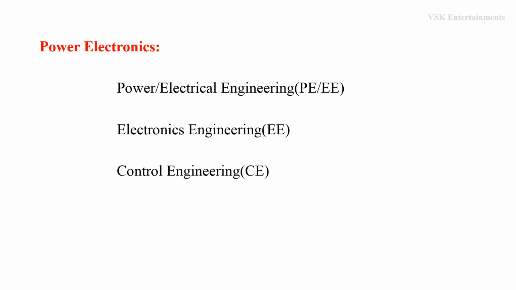Coming to power electronics, generally power electronics is the combination of three types of engineering. In that, the first one is power engineering or electrical engineering, the second one is electronics engineering, and the third one is control engineering. By knowing these three types of engineering, we can get an idea about power electronics. Now we are going to discuss each type of engineering.